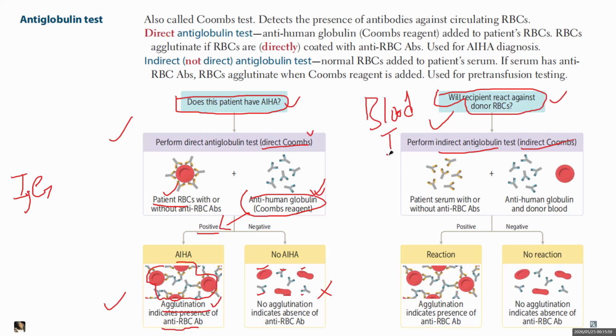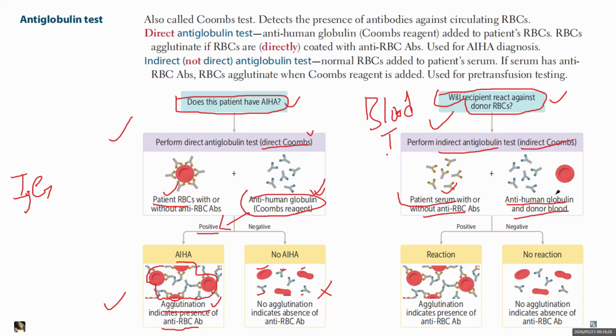So now over here, you can see that we have taken the patient serum, with or without anti-red blood cell antibodies, okay? It means that after all this, we have added anti-human globulin and also the donor blood. Okay, so this part specifically shows that if the patient serum contains antibodies against the donor's red blood cells, those antibodies will bind to the donor cells.